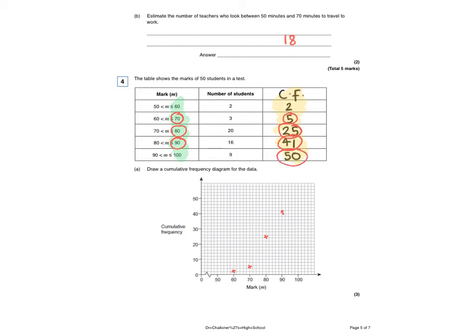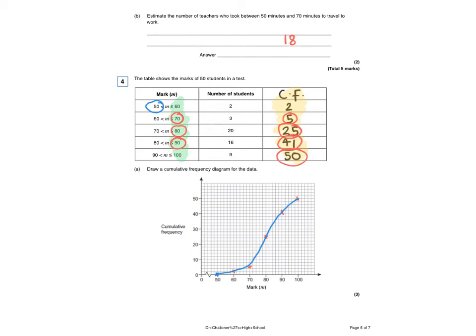And then 50 people got up to 100 marks. So let's find 100 marks and let's plot that against 50. I'm just going to rub out that there. So again, either join the points up with a ruler or draw a smooth curve. Now, because the data starts with a mark of 50 here, I can plot 50 against 0 there.